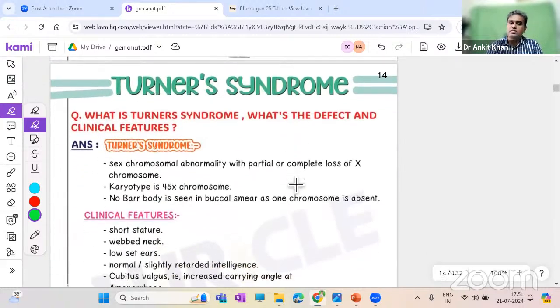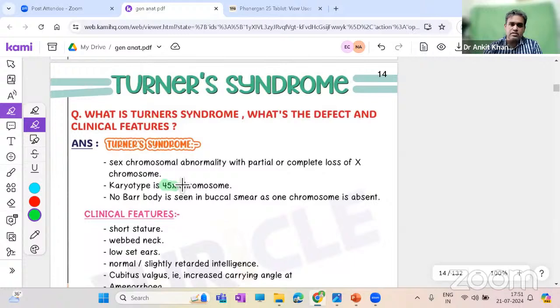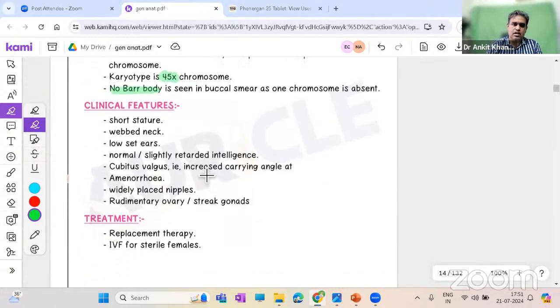Finally, Turner syndrome. Turner syndrome is what? Simply 45X. So there's one missing X chromosome over here. Basically, it's a female with an absent Barr body. So there are no Barr bodies seen over here. Few clinical features: a female having short stature, webbed neck, low set ears, cubitus valgus, amenorrhea, widely spaced nipples, rudimentary ovary or streak gonads seen over there. So these are the features of Turner syndrome.